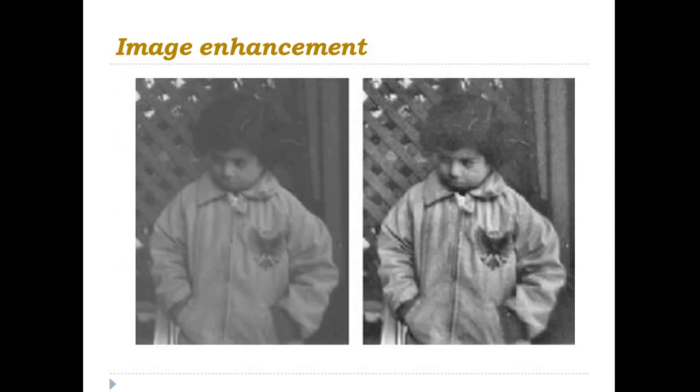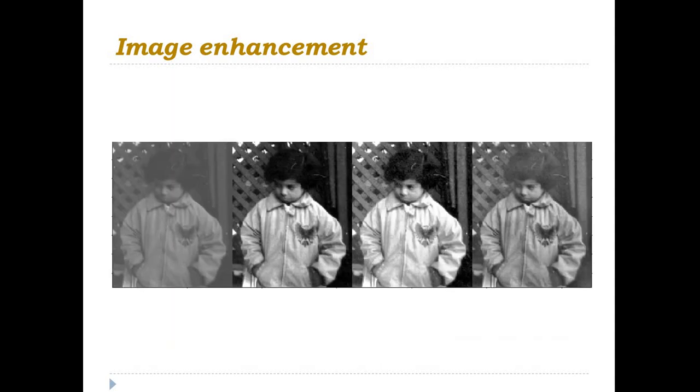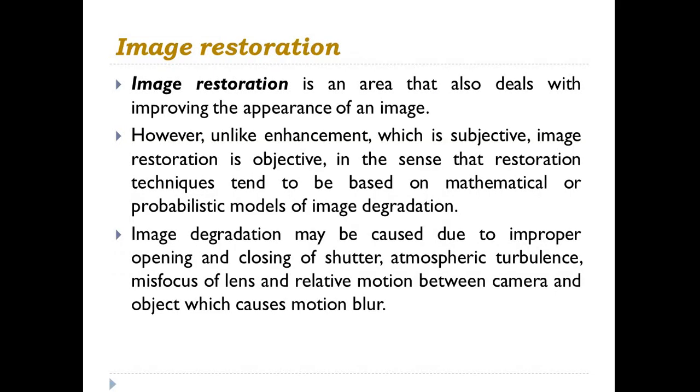Now let us see this example. The left one is the normal image and the right one is the enhanced version of this input image. See, another example. The image available shows three varieties of enhancement. So now depending on the user, subjectively the enhancement quality of the image is decided. So that is what is called a subjective decision. Now let us move to the next one, image restoration.